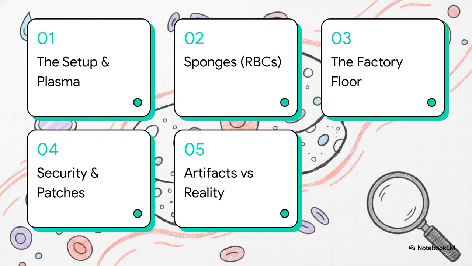To build this bucket piece by piece, here is our structural blueprint. Number 1, the setup and plasma. 2, red blood cells as sponges. 3, the factory floor. 4, the security team and patch kits. And finally 5, artifacts versus reality.